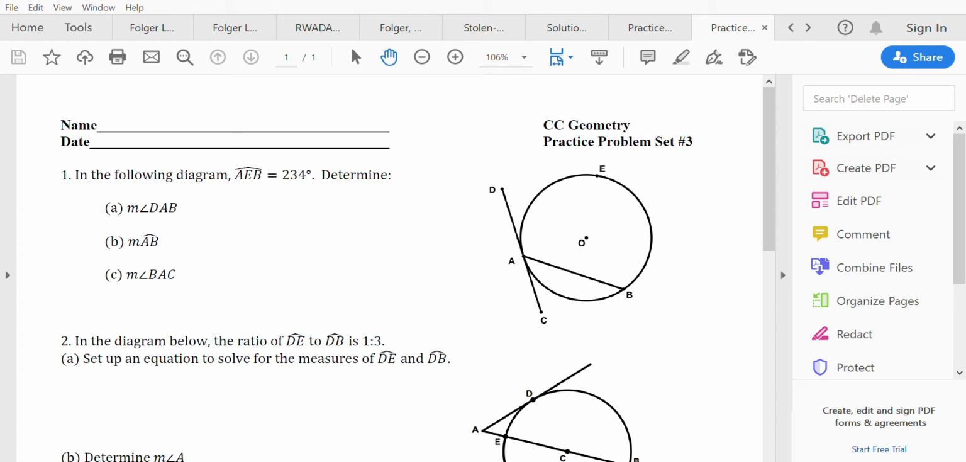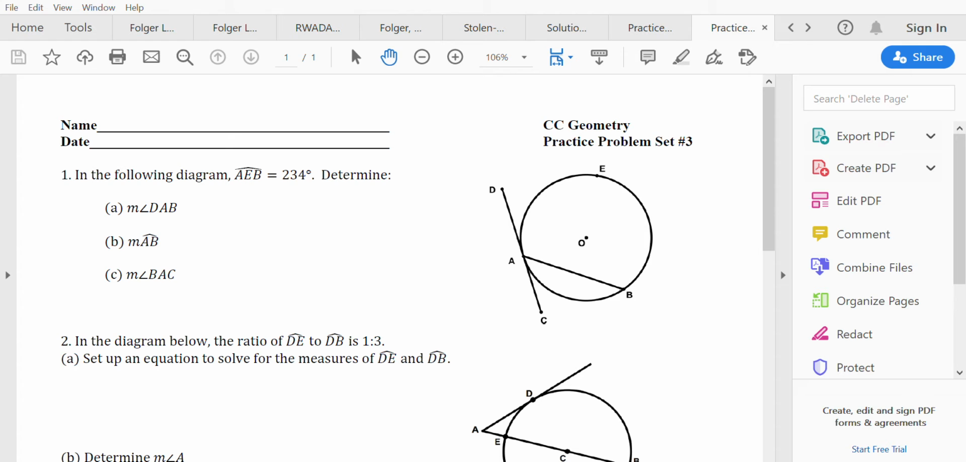And if you had any trouble with any of them, I highly recommend going back and fixing it and going along with this video. So the first problem here was given that arc AEB is 234 degrees. So what you want to do first is label arc AEB 234.